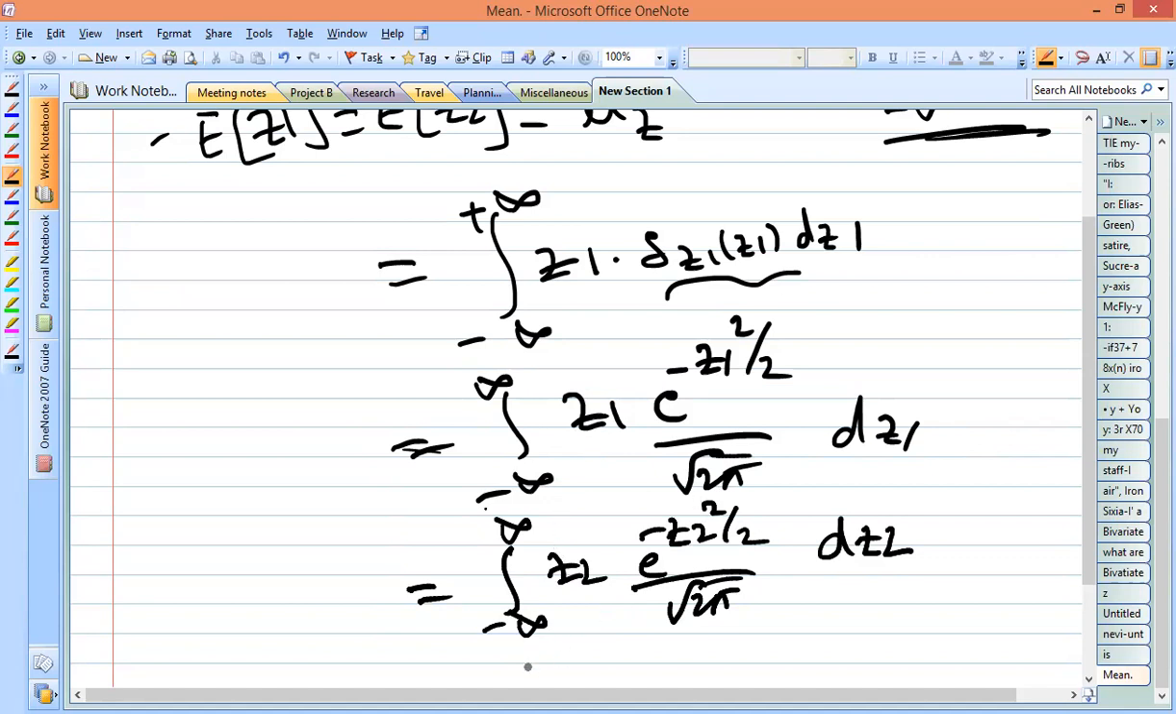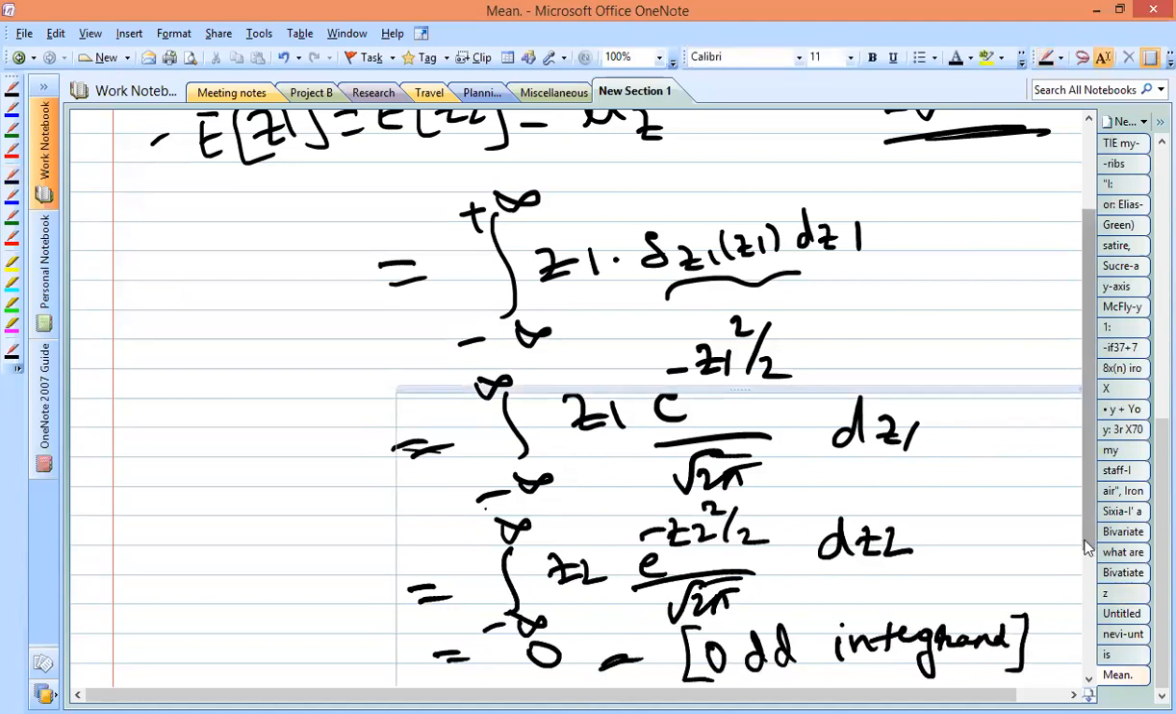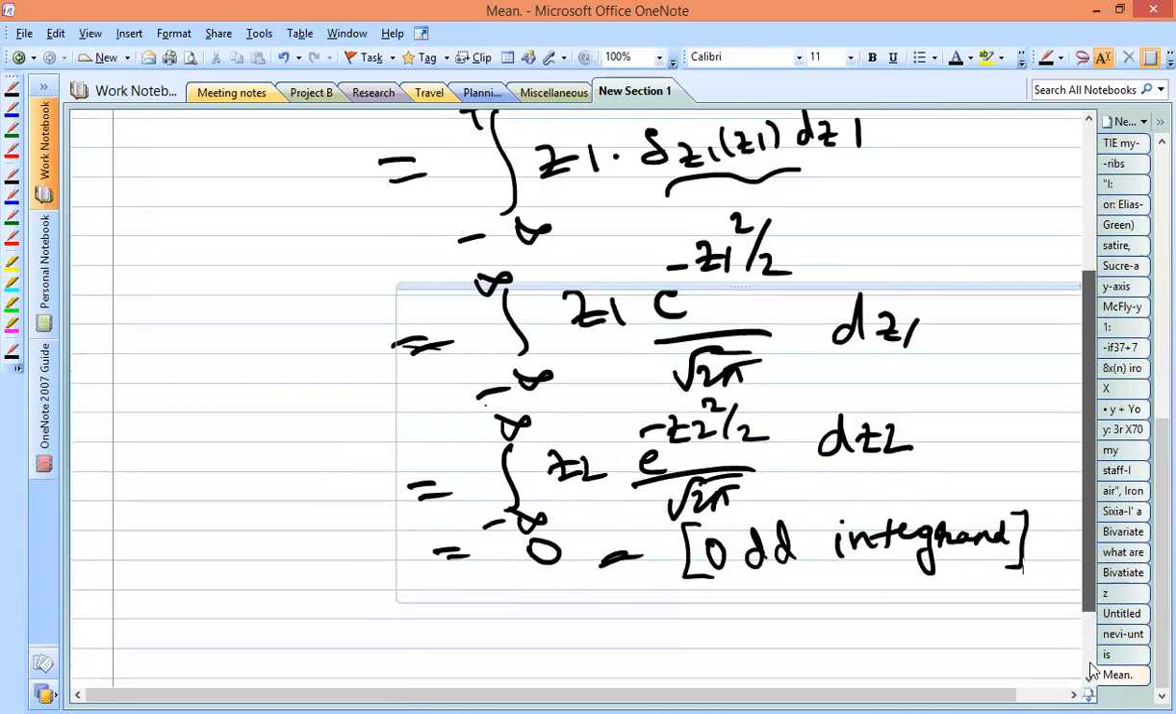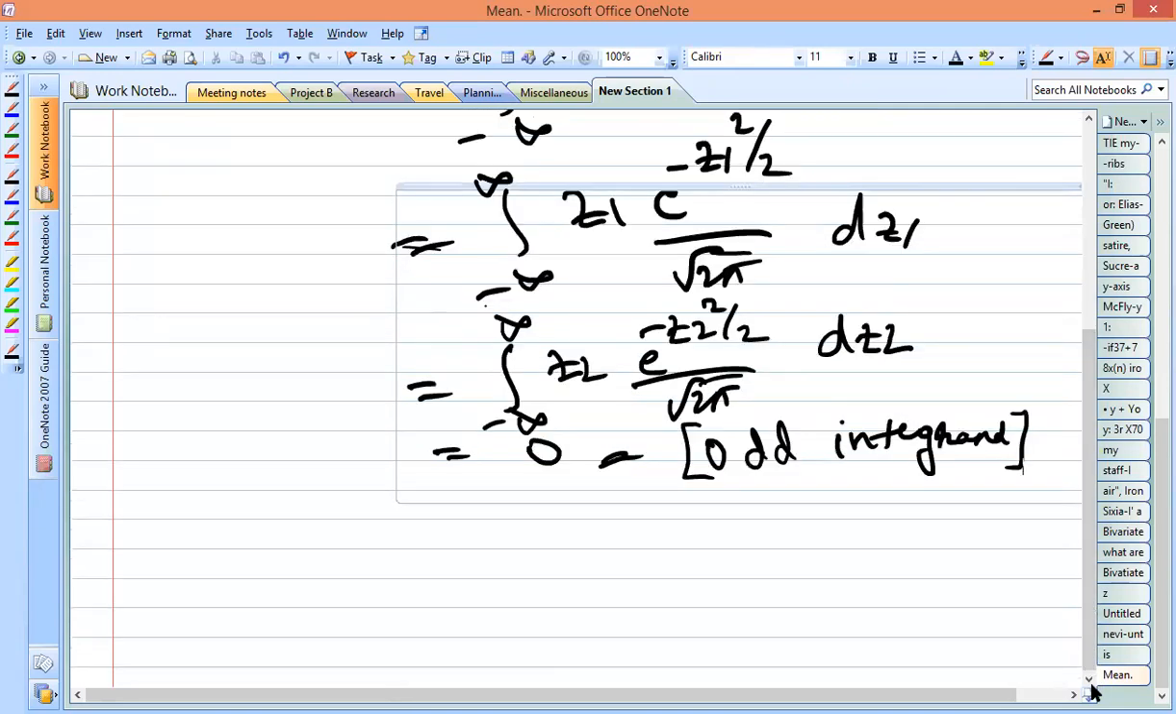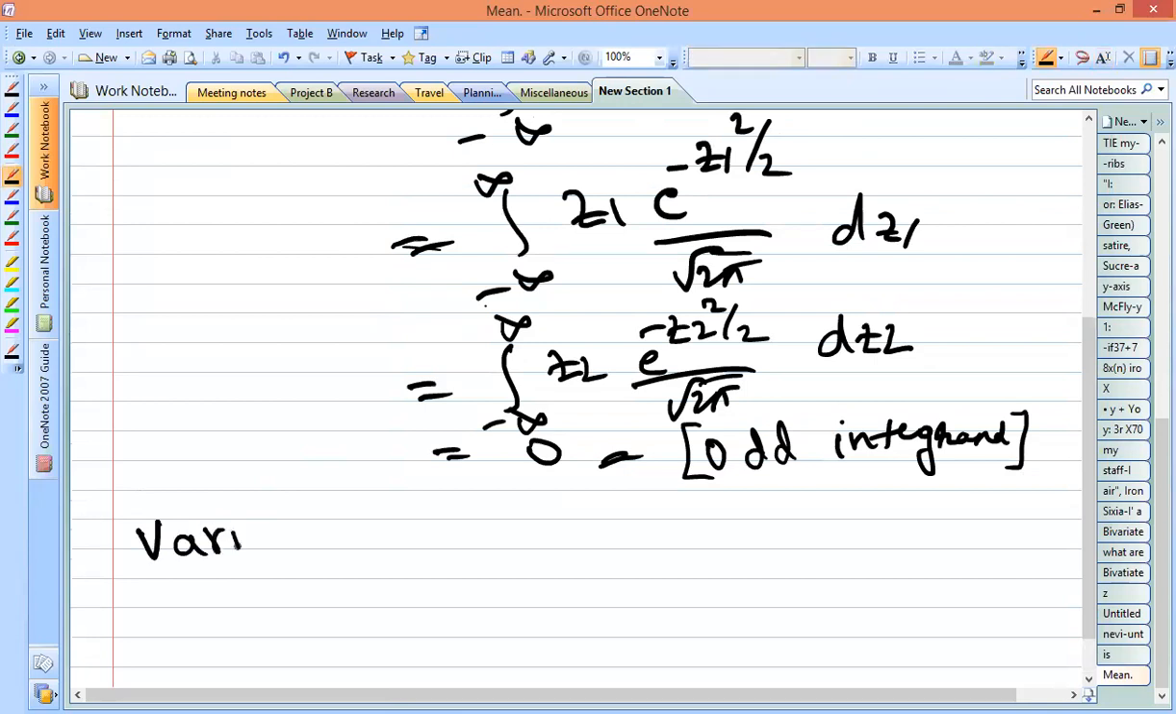For an odd integrand, the integral will always be equal to 0. So you can mention the reason as: it is an odd integrand, so the integral value will be equal to 0. This shows that the mean of the Gaussian bivariate random variable is equal to 0. Next we'll go for calculating the variance.